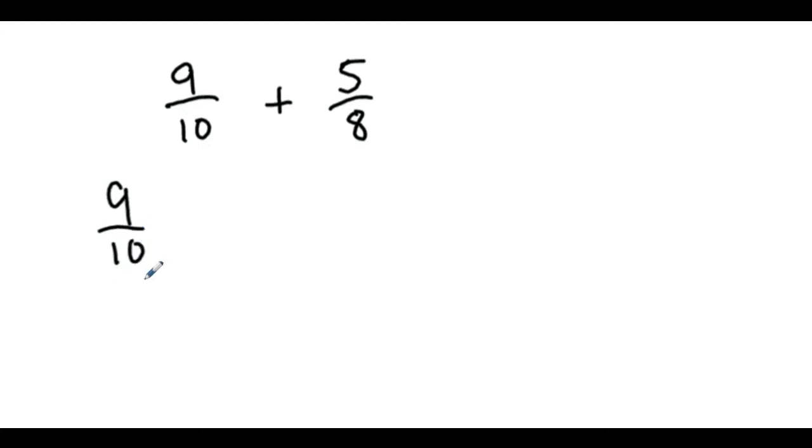Let's take a look at this one. 9/10 plus 5/8. Again, I'm going to take this horizontal one and make it vertical so that we can work with it better. I take 9/10 plus 5/8, and I write a sum line.